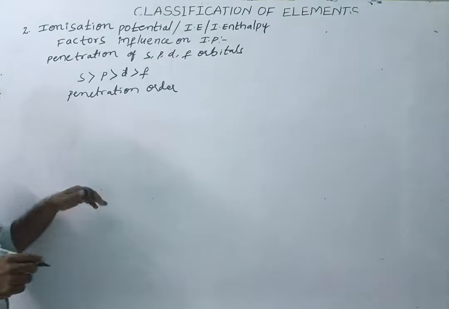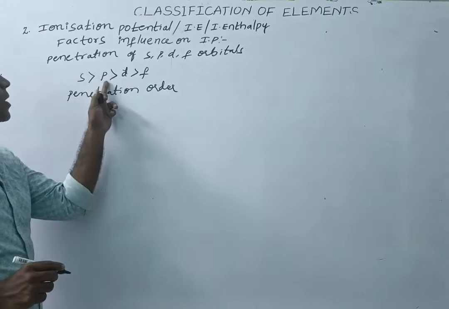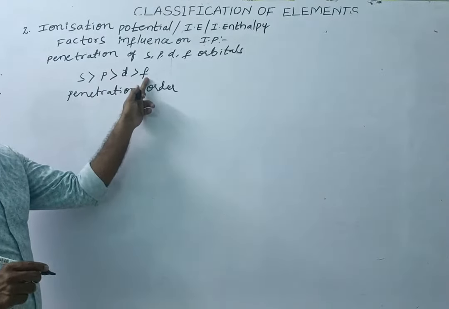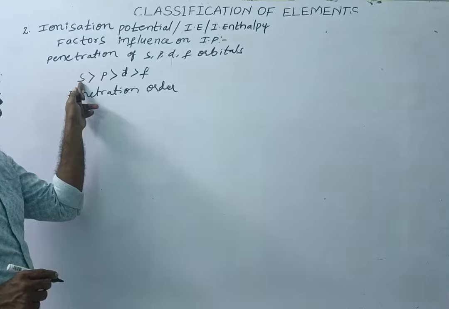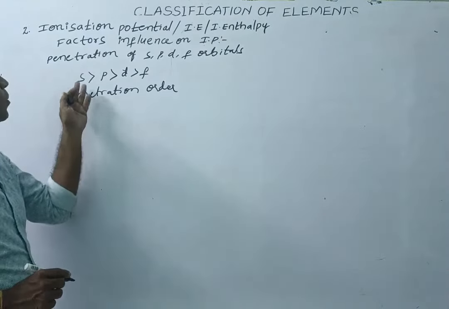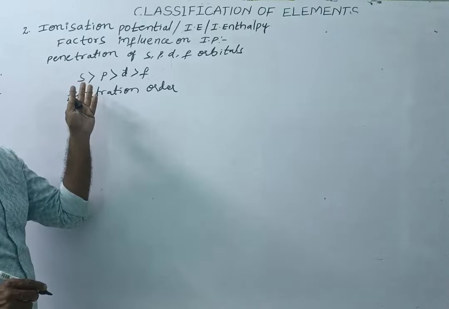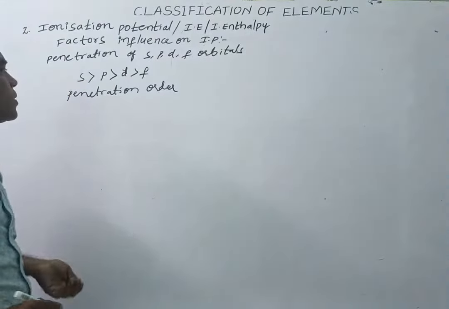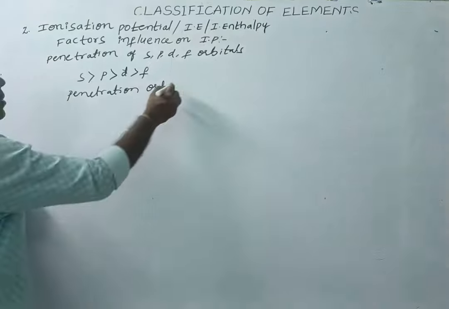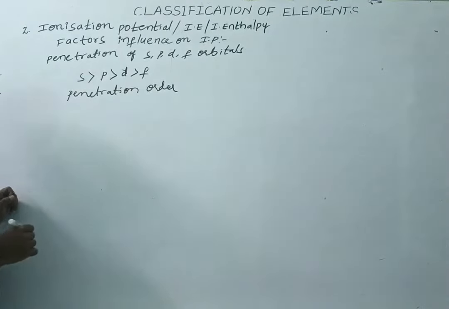S orbitals are spherical in shape. P orbitals are dumbbell shaped, d orbitals are double dumbbell, f orbitals are fourfold dumbbell. These are closer towards the nucleus, more penetrated towards the nucleus. That's why removing an electron from an s orbital requires a high amount of energy, right? So this is penetration of SPDF orbitals.